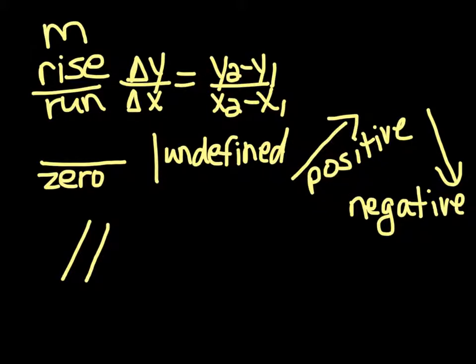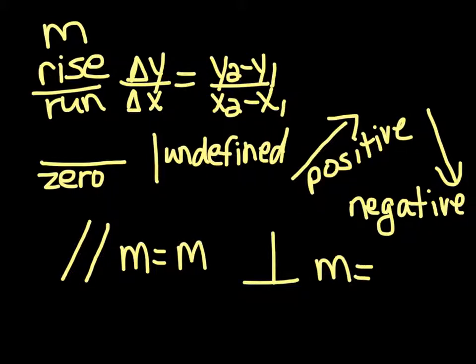Parallel lines are denoted by 2 marks just like this. Parallel lines have the same slope. And perpendicular slopes have opposite reciprocals. The slope of one will be the negative reciprocal of the other.